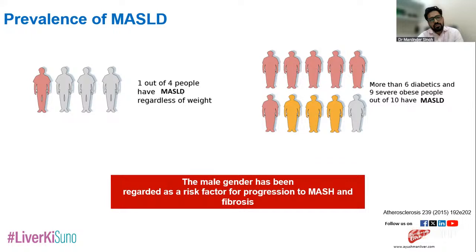If you look at the prevalence of the disease, it is quite common in India, and the prevalence is around 30% in the Indian population. It is higher in patients who are already obese and diabetic. Male gender has been regarded as a risk factor for progression of MASH and fibrosis.